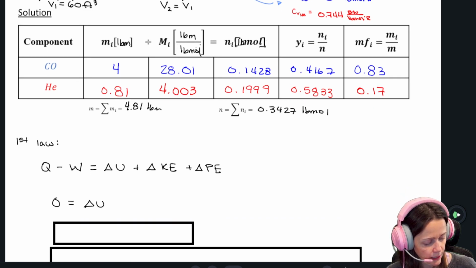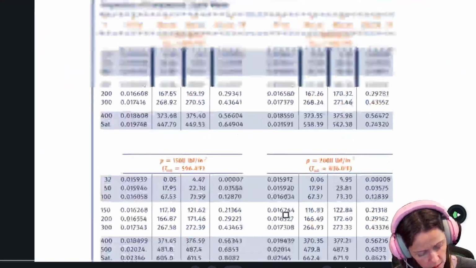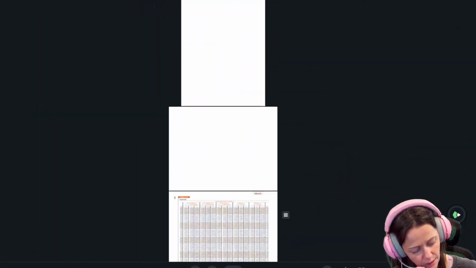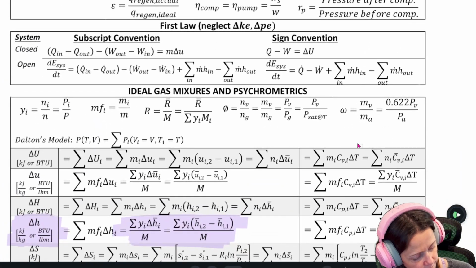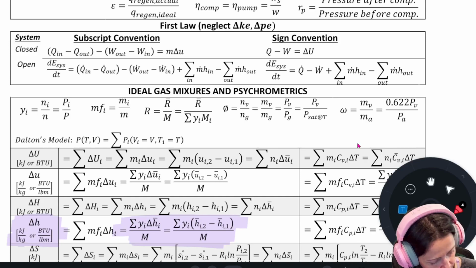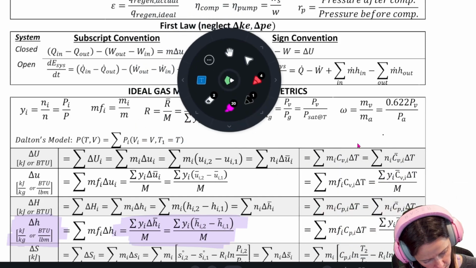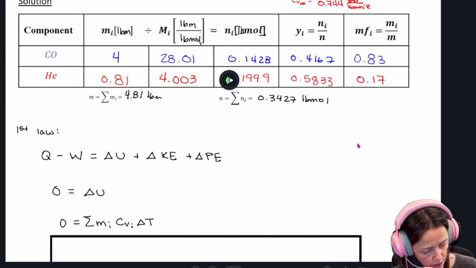And then if I look on my equation sheet about how to calculate delta U for an ideal gas with constant specific heats, let's make sure that's exactly how it's written actually. Let's go look. There we go. Yeah, right there. And we're given the CV, so good to go.